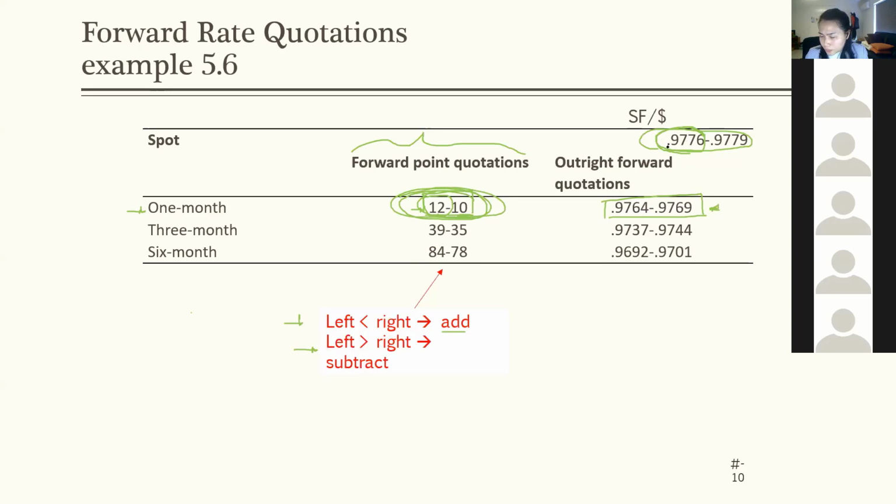So for example, if you take 0.9776 and you minus 12 basis points, the 12 basis points is 0.0012, then you will get this number. Similarly, if I take 0.9779 and I minus 10 basis points, so 0.0010, I will get the ask rate for the 1 month forward. Okay.